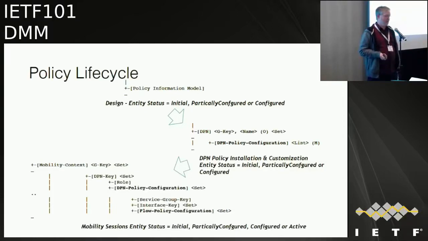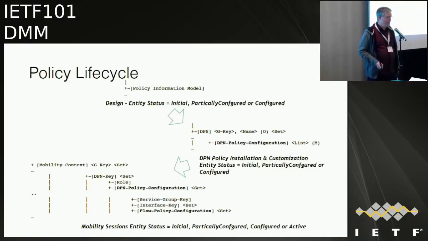So here's where the entity status comes into play. If there's not a lot of configuration, we refer to the status as initial. Partially configured means more attributes have been added. Configured means we have gone to the point we can actually activate this somewhere in a context. But typically we won't expect anything beyond probably partially configured at this point in the model.